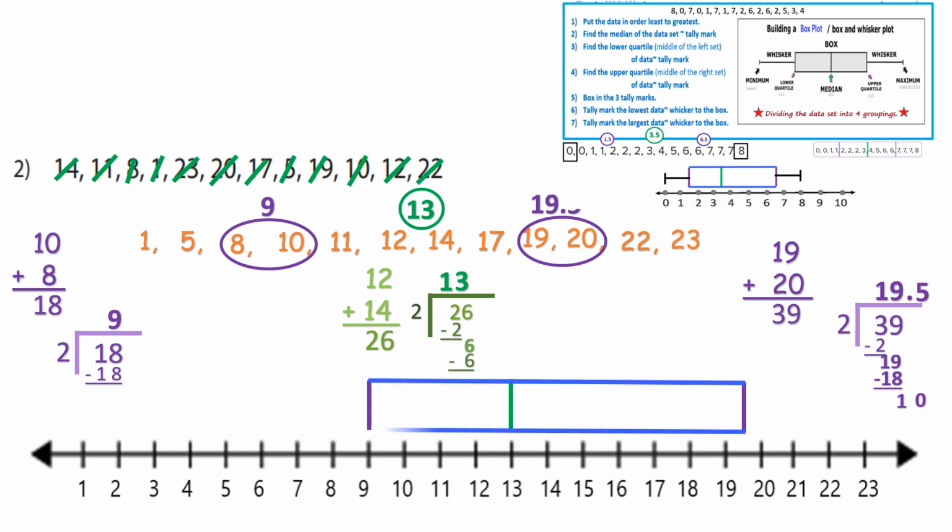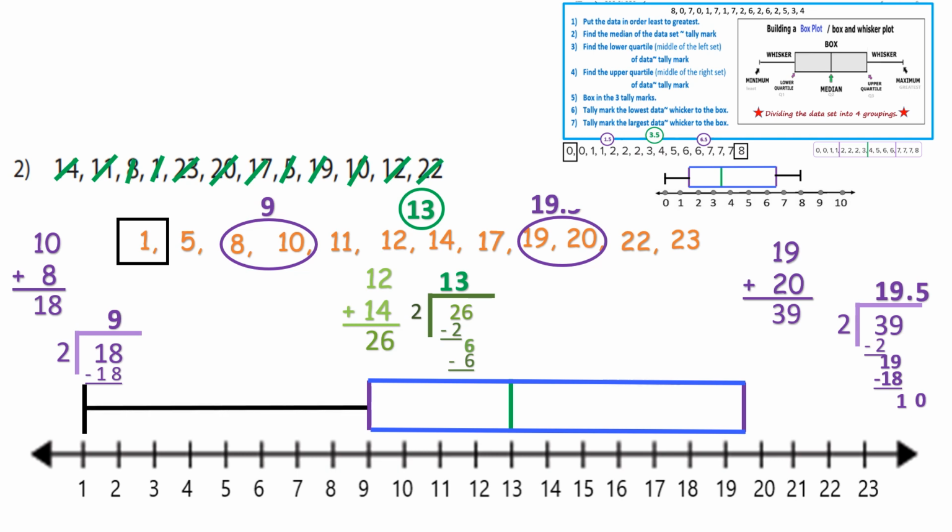Step 5 tells me to do what? Make my box. So I'm going to box those in. Now I have my box for my box plot. I just have to make my whiskers. And my whiskers, once again, are probably the easiest things about box plots. So the lowest number and the highest number.